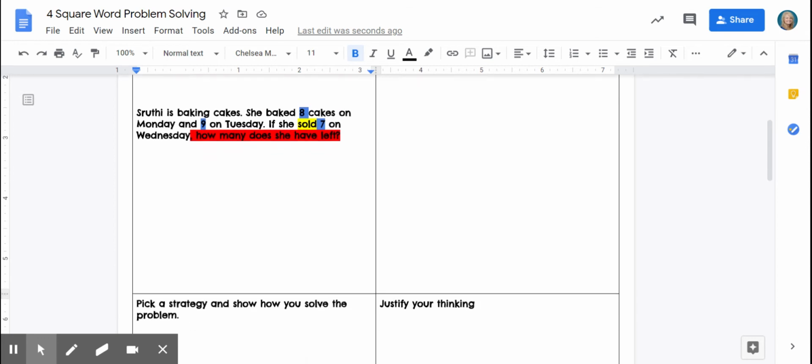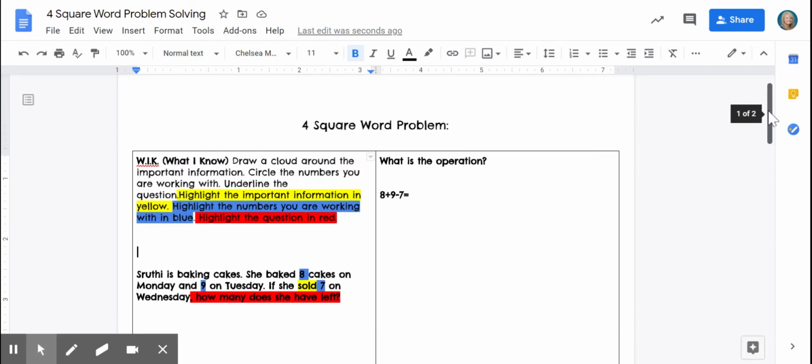So my strategy is going to look a little bit different. I'm going to have 2 steps. She baked some cakes and she baked some more. Let's go back up here to the operation. They wrote it down just the way it said. She made 8 cakes, then she made 9 more. They added them. Then she sold them, so she had to subtract 7. So there's my strategy, 8 plus 9 minus 7. But I can't do that all at once. I have to do it in 2 steps.